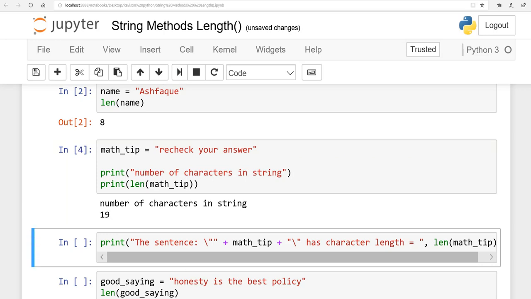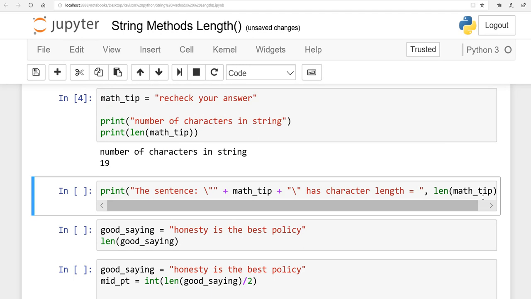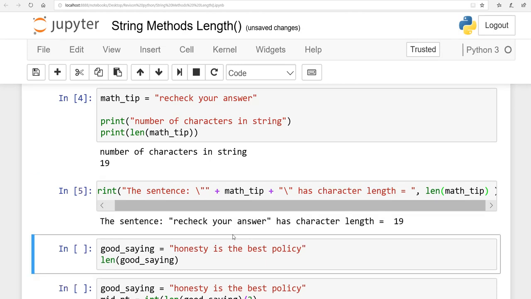So see, when I run this sentence, recheck your answer. This is the math tip. Has character length equal to 19. So there are 2 or 3 different ways you can get the same output. So see, here I have made another example for you.